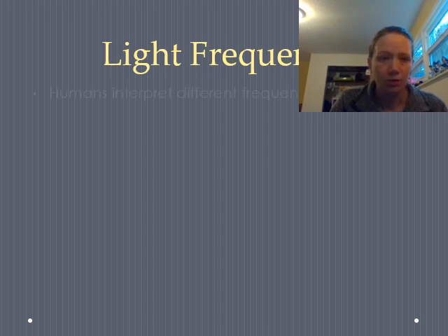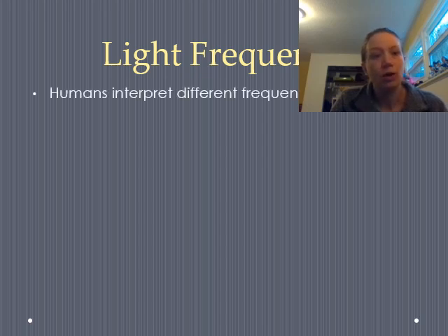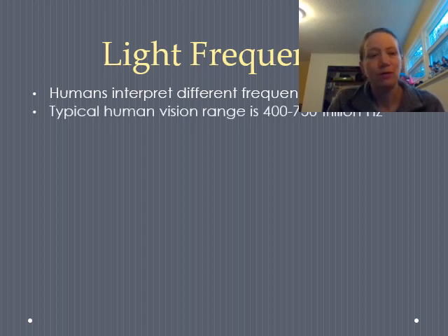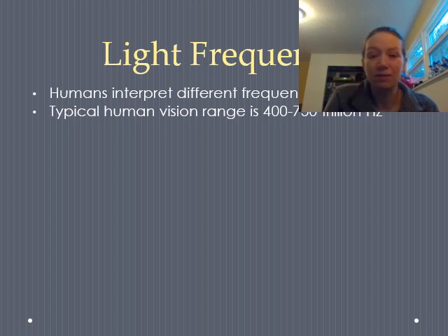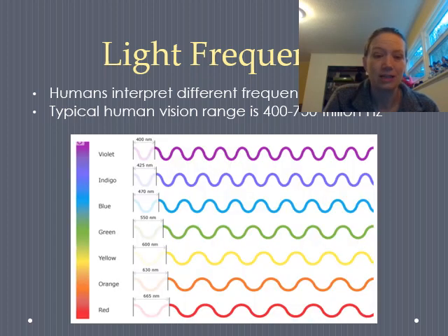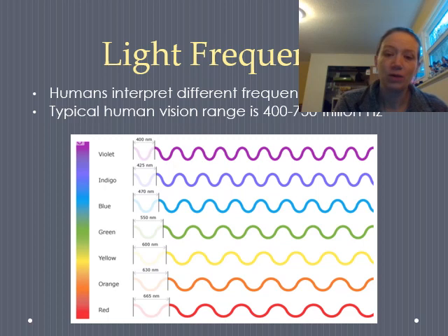The cone cells, which detect frequency, will allow you to determine the color of the light. Now, if you remember, for hearing, we were detecting 20 to 20,000 hertz, which seemed like a lot of hertz. For light, the typical human vision range is between 400 and 750 trillion hertz. And different frequencies are going to correspond with different colors, just like different sound frequencies correspond with different pitches.